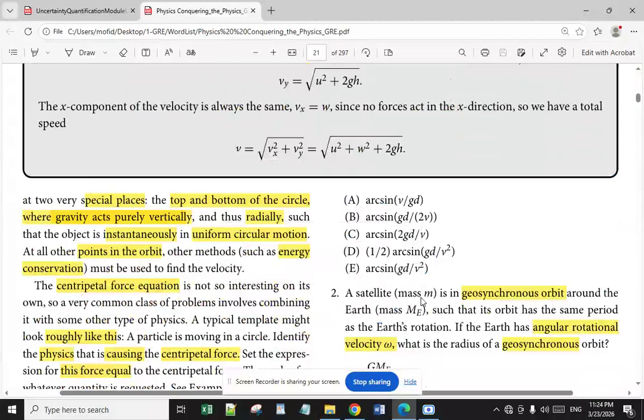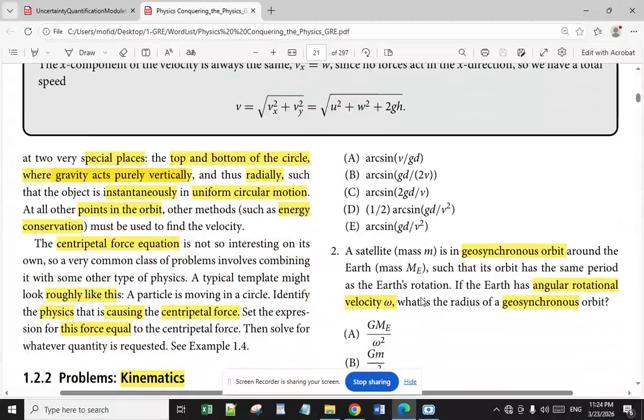However, the uniform circular motion equations do apply at two very special places, the top and bottom of the circle, where gravity acts purely vertically and thus radially, such that the object is instantaneously in uniform circular motion. At all other points in the orbit, other methods, such as energy conservation, must be used to find the velocity.